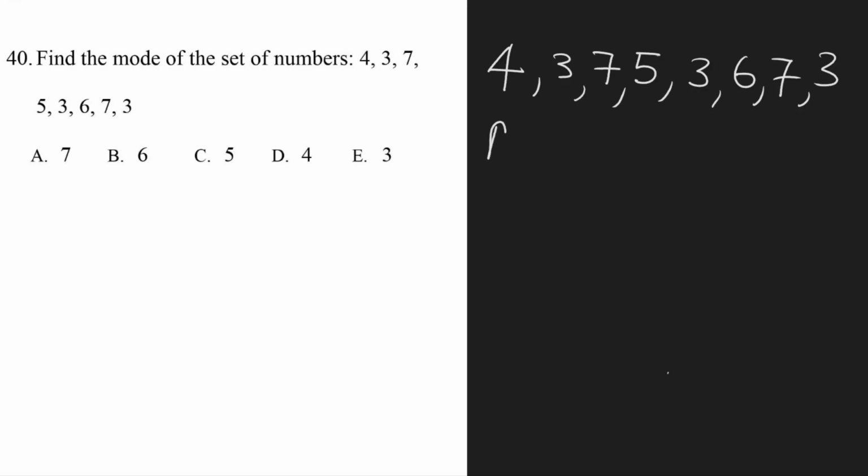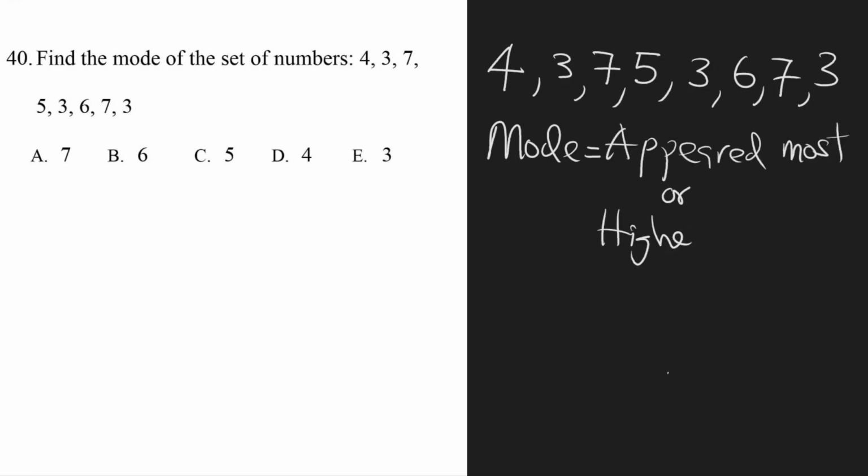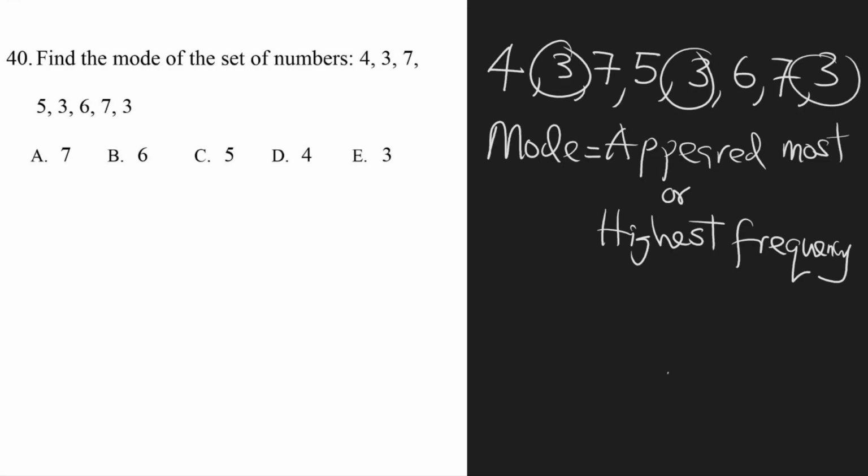So, highest frequency, the one you choose. So now, which of the numbers has the highest appearance? Of course, we have 3. How many of them? 3 of them. 1, 2, 3. And there's no other number that appears 3 times, right? So 3 is the mode. The answer is E.